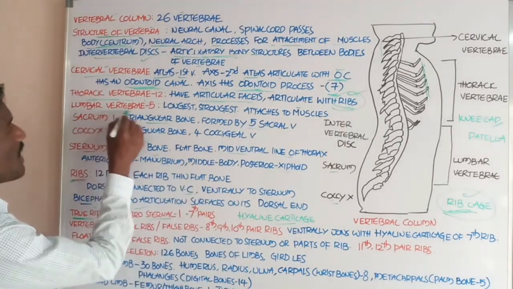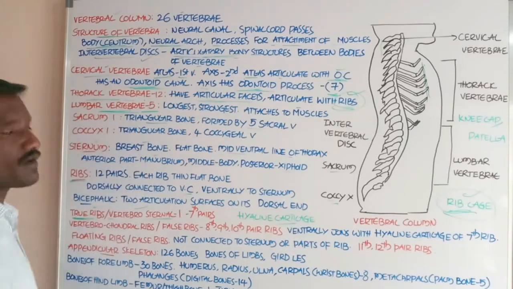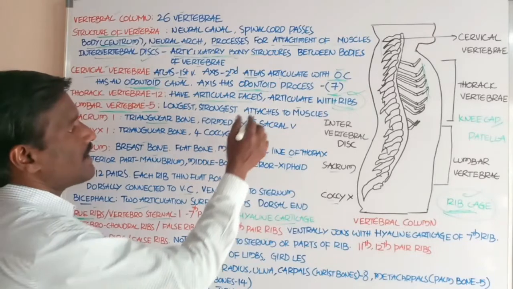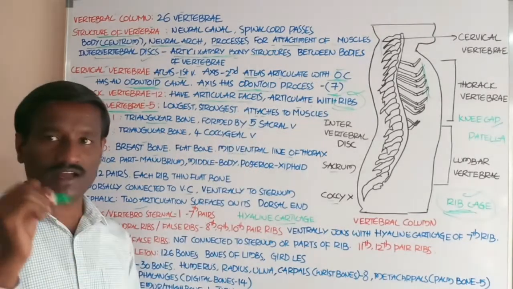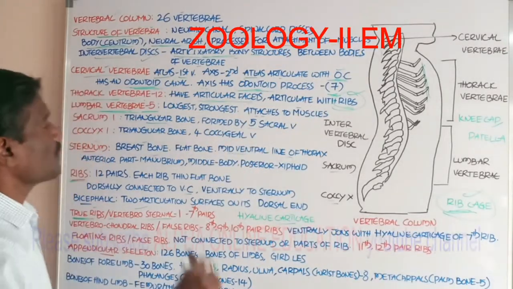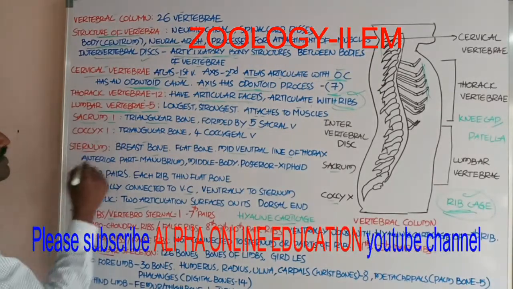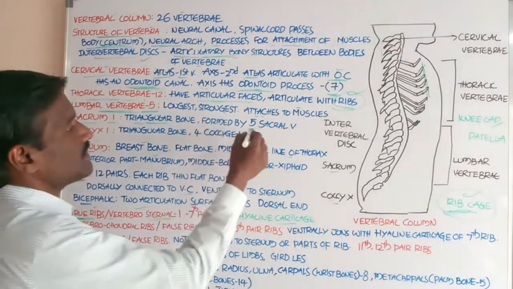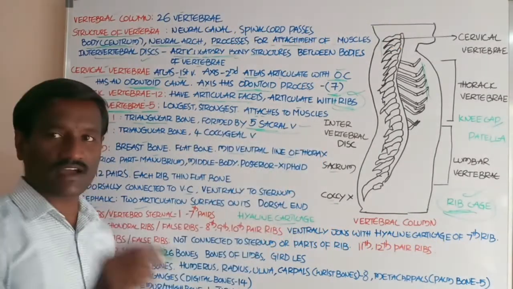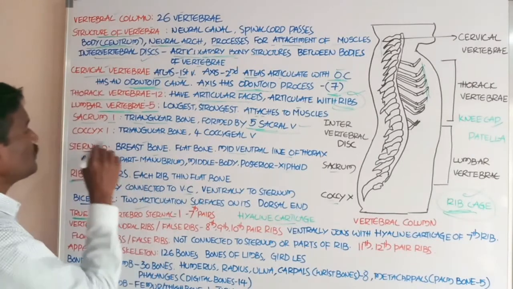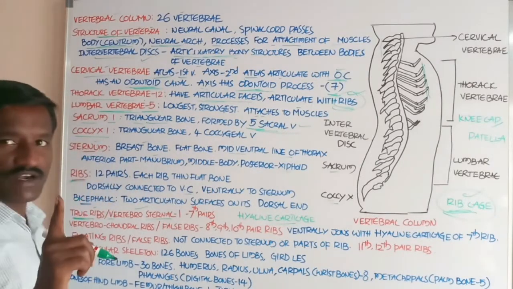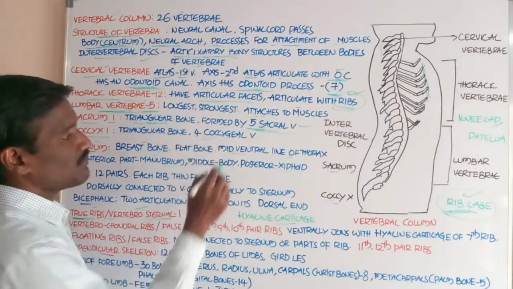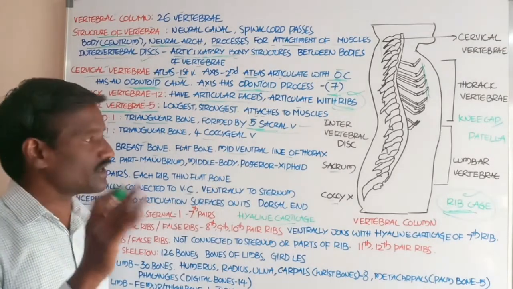Next, lumbar vertebra. Lumbar vertebra are 5 in number. These are the longest, strongest vertebra and provide space for the attachment of muscles. Next, sacrum. It is only one. It is the triangular bone in the vertebral column, formed by 5 sacral vertebra. Next, coccyx. It is only one in number. It is also triangular in shape and is formed by 4 coccygeal vertebra.